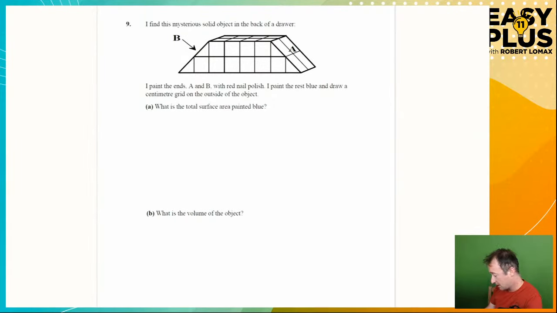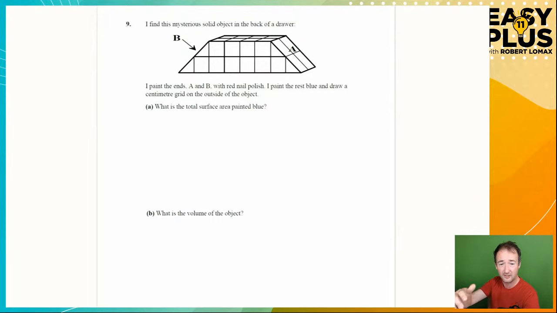Let's read the blurb first. I find this mysterious solid object in the back of a drawer. Okay. I paint the ends A and B with red nail polish. Why I would do this to this object that I've just found in a drawer, I have absolutely no idea. What kind of lunatic am I that I just take objects from drawers and start painting them with nail polish? This is not explained by the question. We just have to roll with it.